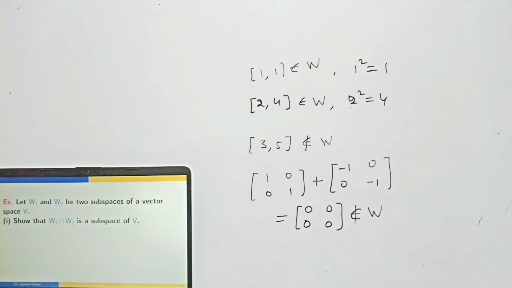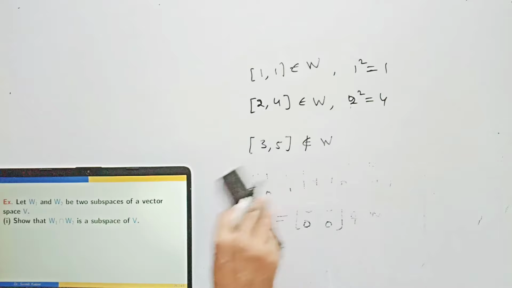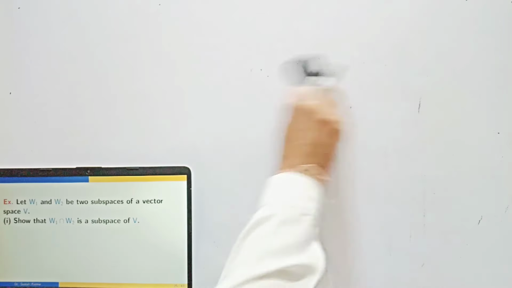Okay, now some algebra of subspaces. Let W1 and W2 be two subspaces of a vector space V. Show that the intersection of these two is also a subspace of V, means the intersection of two subspaces is again a subspace. How to prove it? Again, if you want to show some set as a subspace of the vector space, you need to verify two properties. It is closed with respect to vector addition and scalar multiplication.